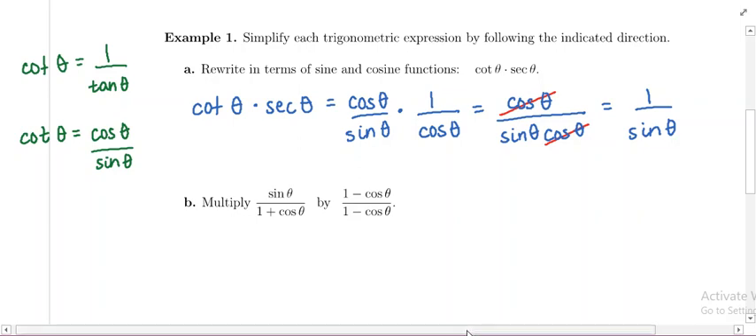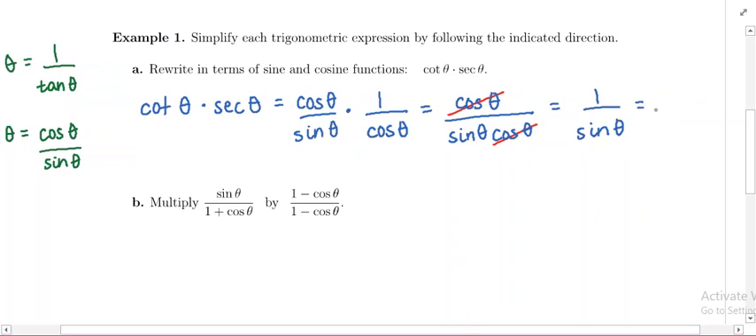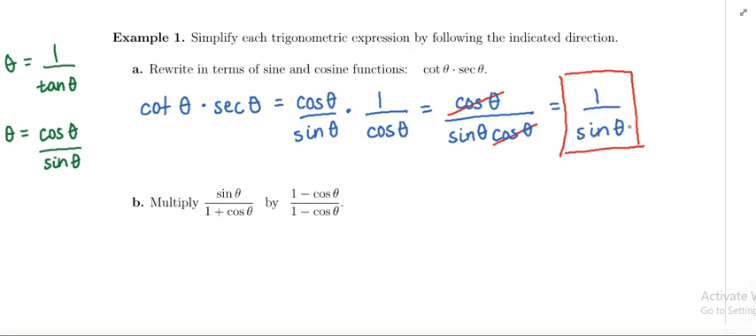Now you may be tempted to go one step further. I know that 1 over the sine of theta is the cosecant of theta. But be careful. Remember what the directions said: you want to write this expression in terms of sine and cosine. So your answer needs to have sines and or cosines. You don't want to see a cosecant in your answer, so you shouldn't do that. You need to stop here. This is going to be the final answer because it has sines and or cosines. So the cotangent of theta times the secant of theta is equivalent to 1 over the sine of theta.